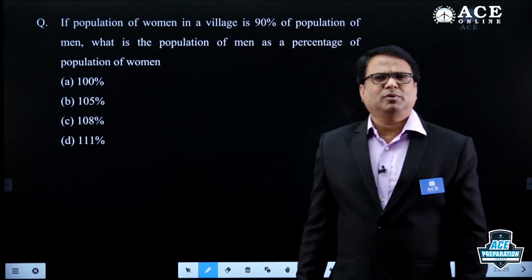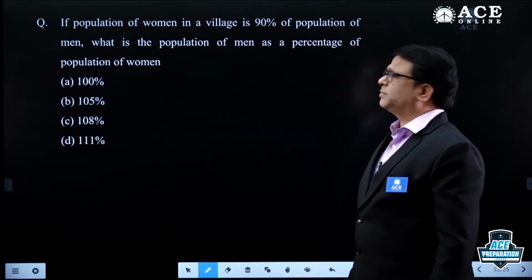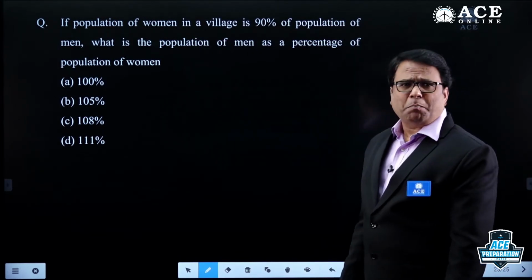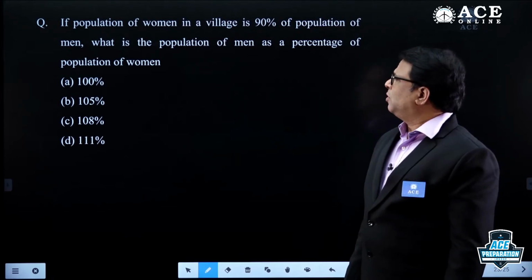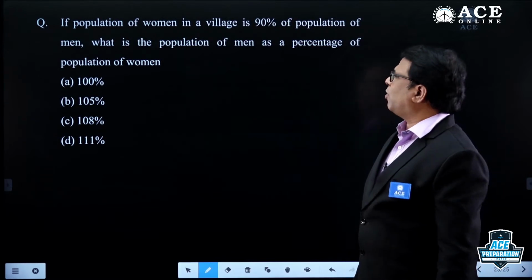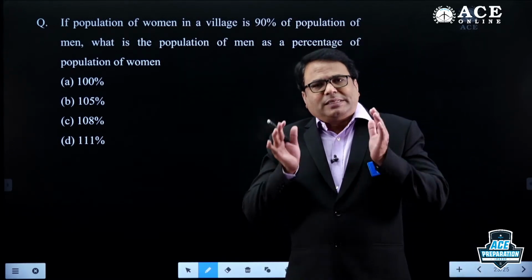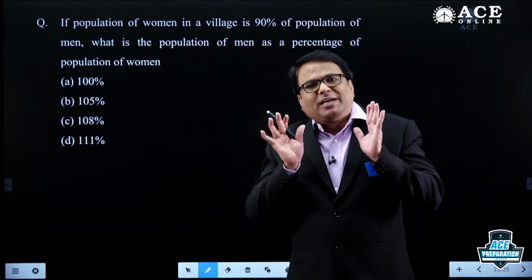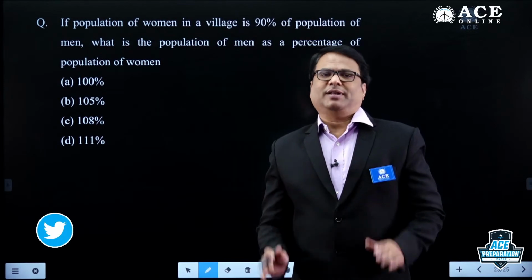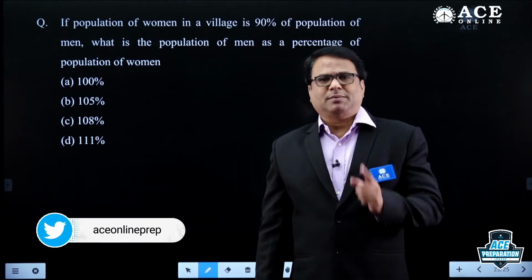The next question. The population of women in a village is 90% of population of men. What is the population of men as a percentage of population of women? Now, in this problem, once again, the data is given only in percentages. The actual values are nowhere given. So, we have to solve this problem by making assumptions.